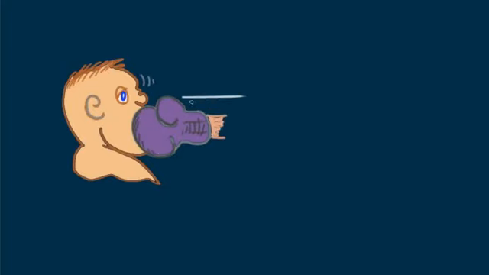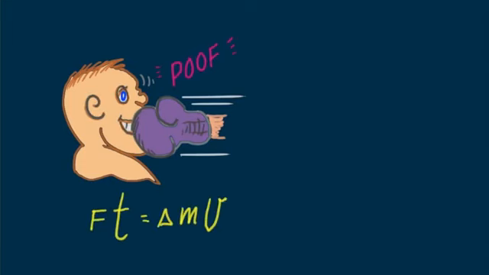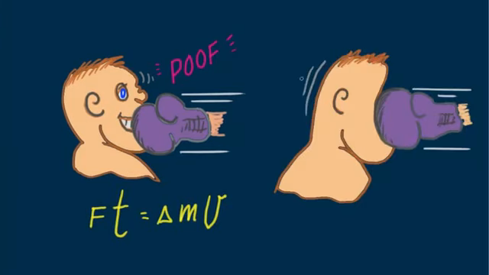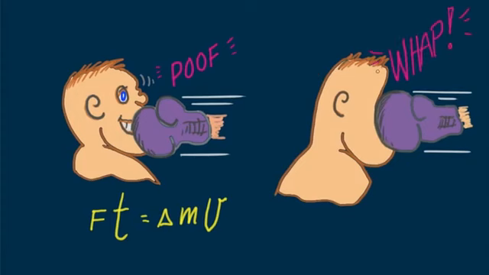In boxing, consider the momentum of an incoming punch. When the boxer moves away from the punch, he extends the time of contact and diminishes the force. Big T means small F. When he moves into the glove, the time is reduced and he must withstand a greater force. Small t means big F. In our next lesson, we'll see that if there's no net impulse on an object, then its momentum will not change.